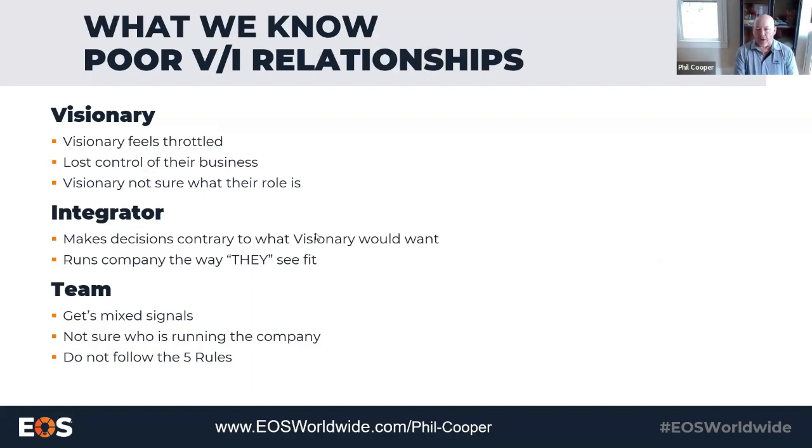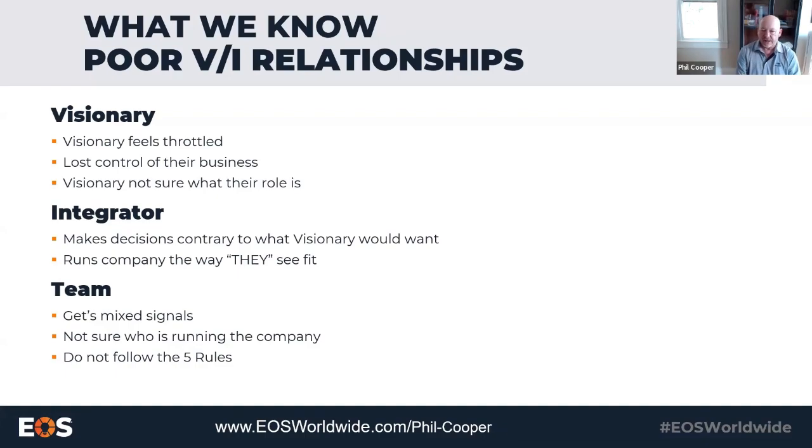What we know about poor VI relationships. This is when it doesn't work, everybody. And by the way, when it works, it's magical. When it doesn't work, it's a royal pain in the ass. And it sends really bad messages to the leadership team. So number one, the visionary feels throttled. Like, what happened? I can't do anything more. I'm handcuffed. The visionary feels that they've lost control of the business.